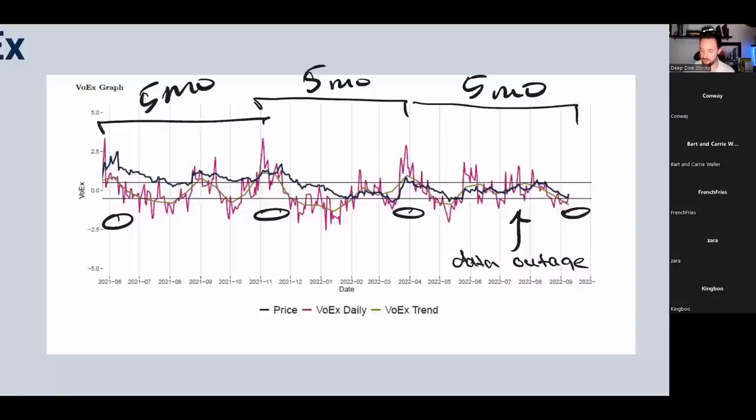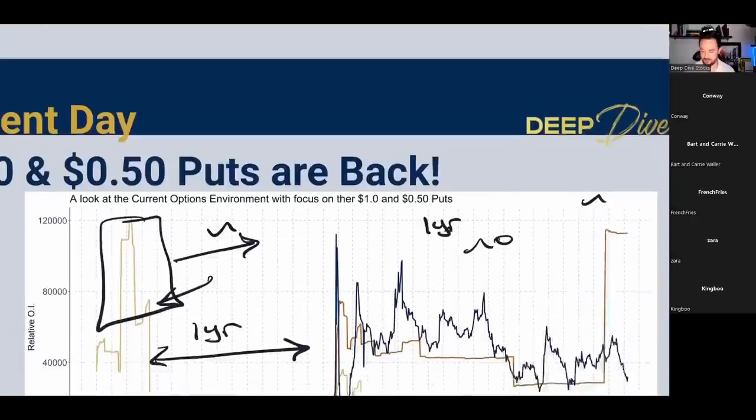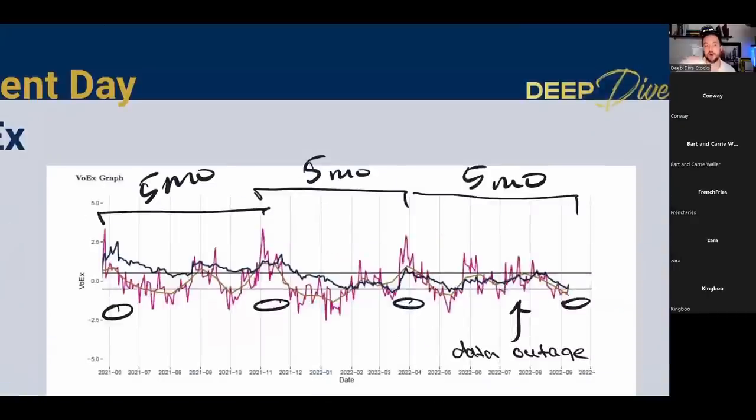And for reference to people, we all tweeted about it too. If you search for Justin's account on Twitter, _deepdivestocks, and type in GME VoEx doing a thing, you'll see a screenshot of what that looked like. I remember that one very clearly. It was pretty significant, because that was when all three, GME, BBY, and AMC, all three on that day spiked. VoEx spiked on all three stocks.